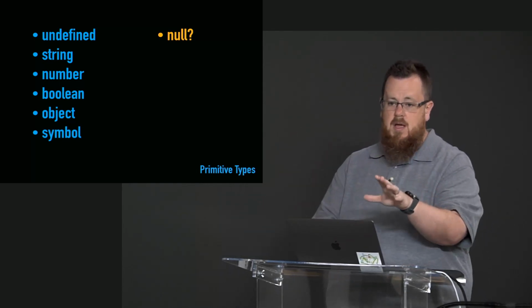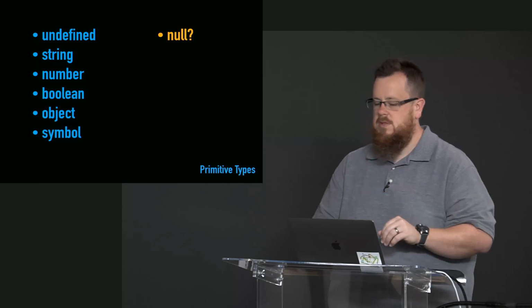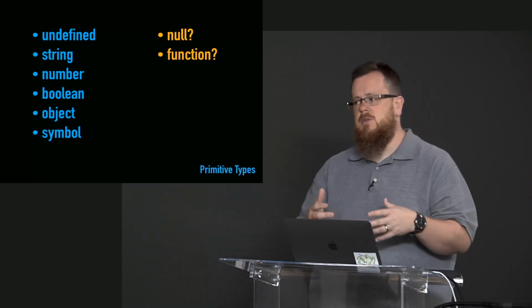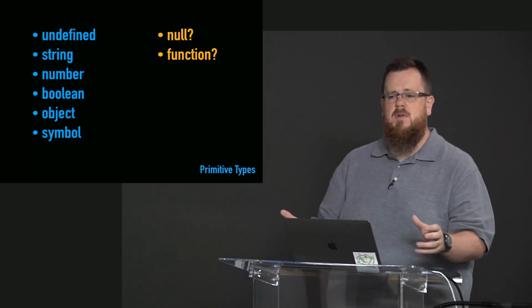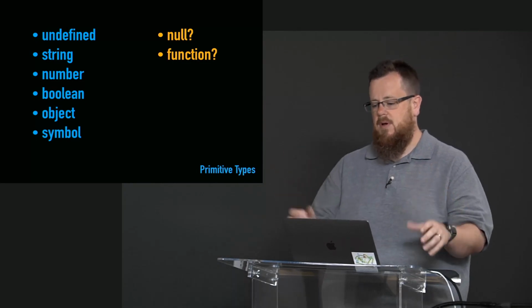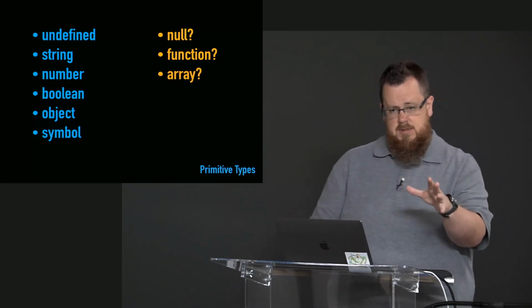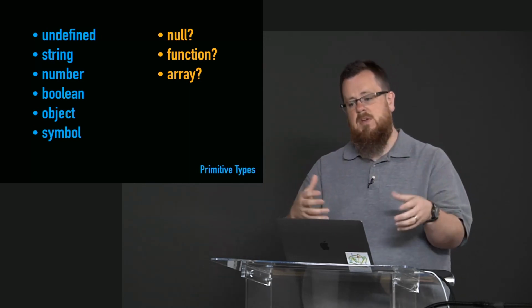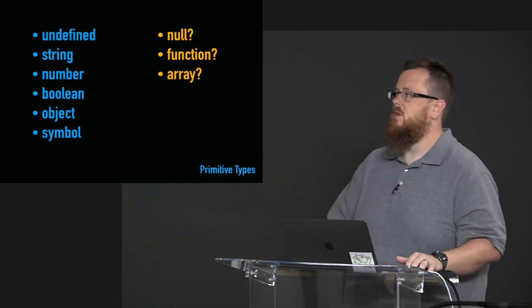So it's an important type, but it has some quirks that we have to be aware of. And then also function. We know functions are a thing in our language, but is it really a primitive type? Technically, it's not. It's actually technically just a subtype of the object type, which is the same as true for arrays. Arrays are not their own official primitive type. They are a subtype of the object type.